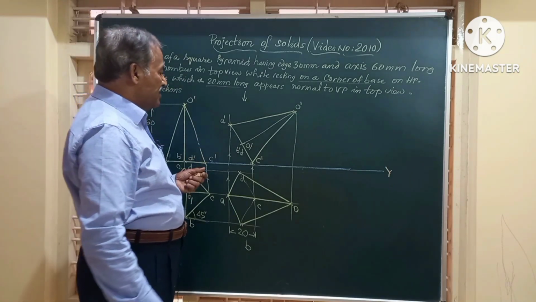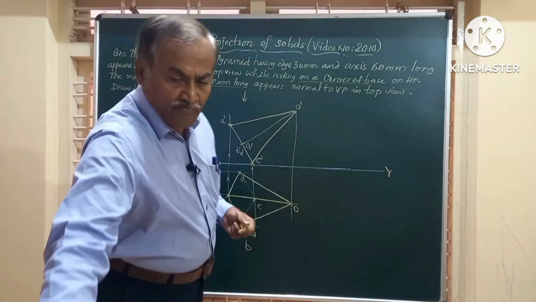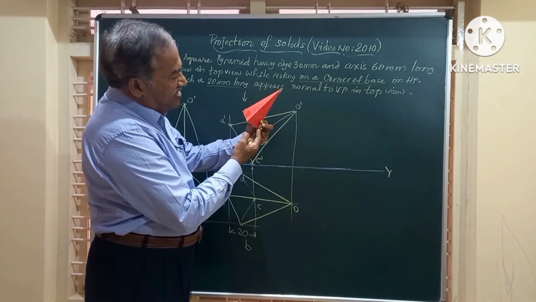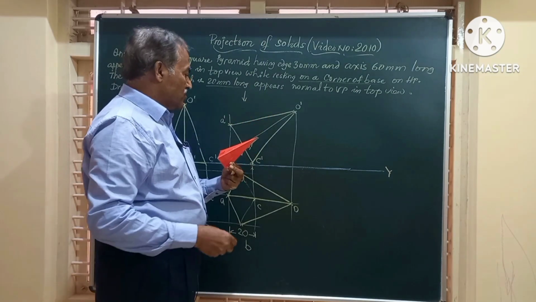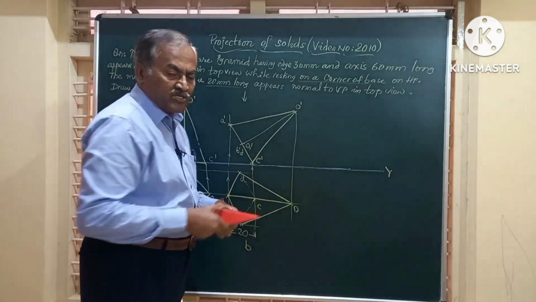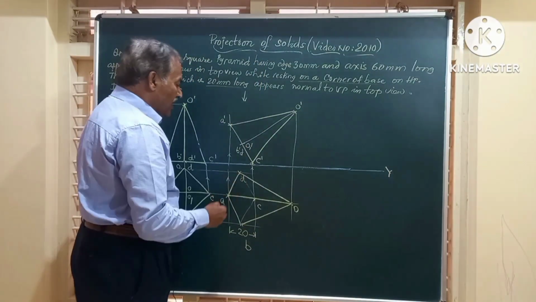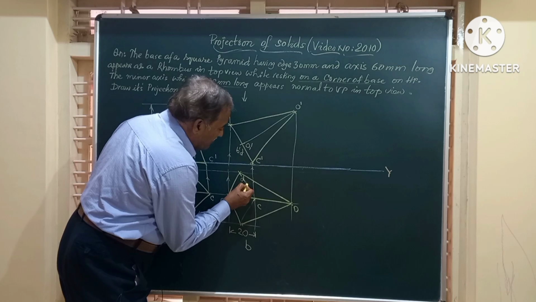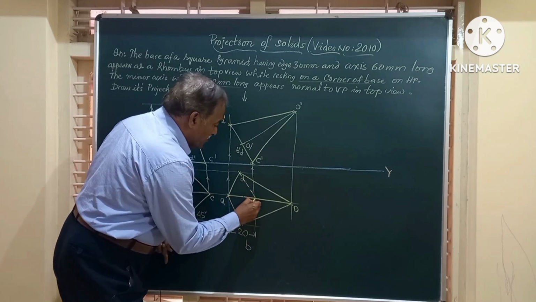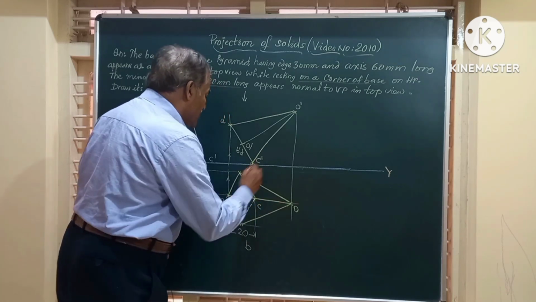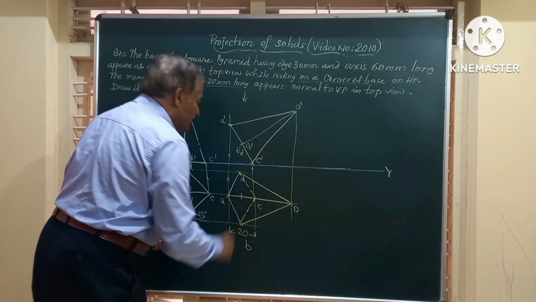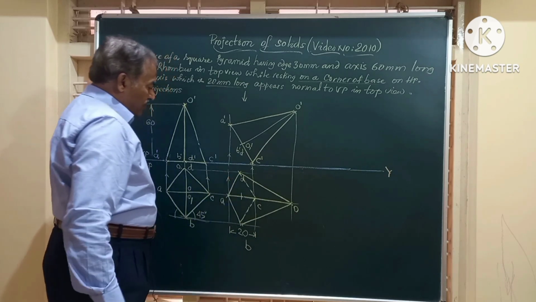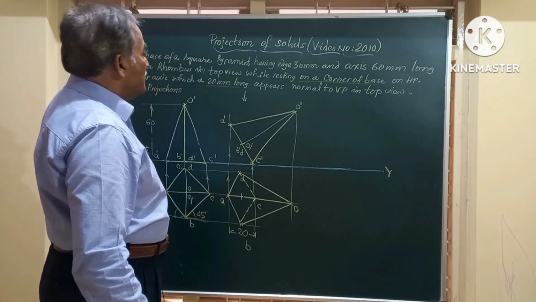Friends, if you observe the front view, the pyramid is resting on a corner of the base. This corner is not visible in the top view. That is to say, C dash is not visible in the top view, and hence the lines connecting that corner are to be shown by dotted lines. So this will be the top view of the pyramid, with the base becoming a rhombus in the top view.